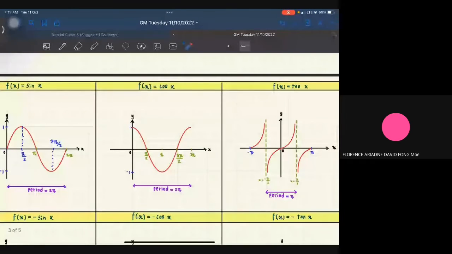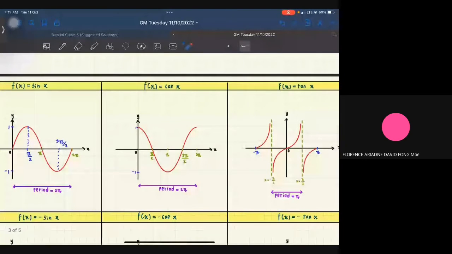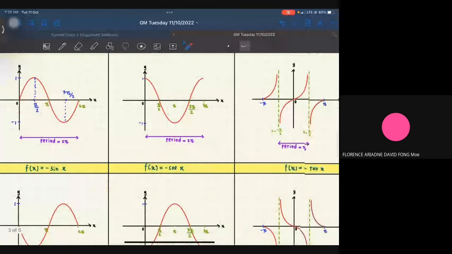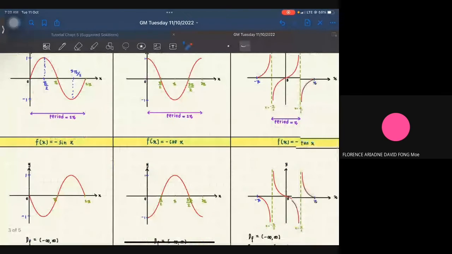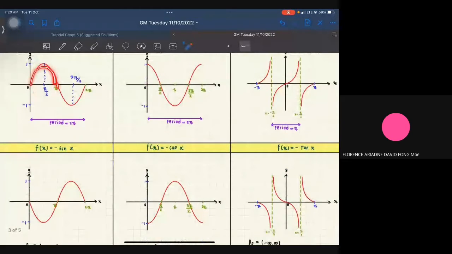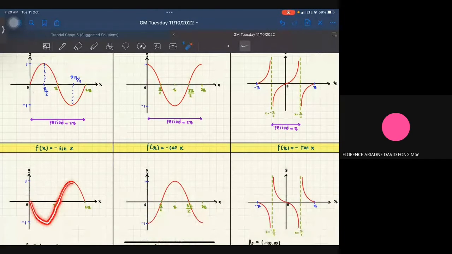So, itu adalah kalau dia positif, sin positif, cos positif, sin pun positif. Okay. Kalau dia negatif, kita terbalikkan saja. Kita cerminkan saja dia pada X axis. Okay. So, macam yang ini, dia dekat atas, pergi ke bawah. So, bila dia ada negatif dekat depan, so dia daripada bawah, dia naik ke atas. Awak terbalikkan saja. Awak cerminkan dia, reflect it on the X axis punya line.